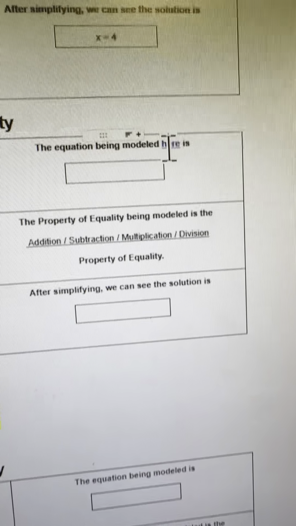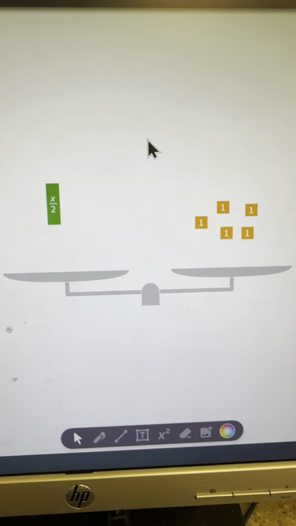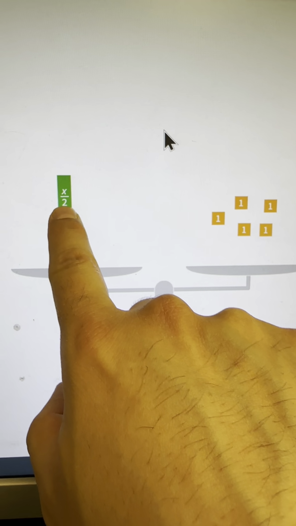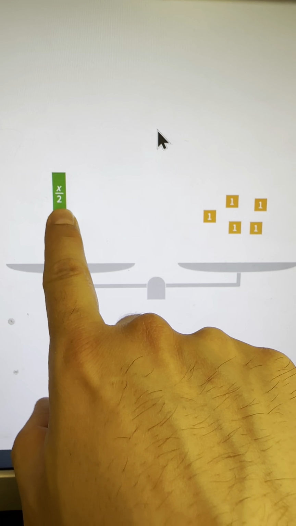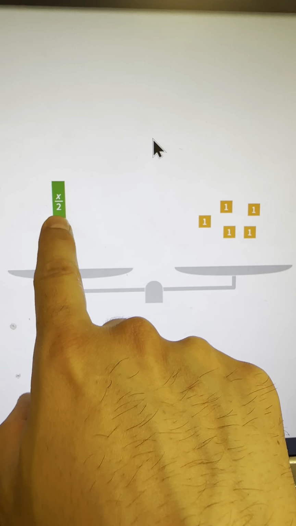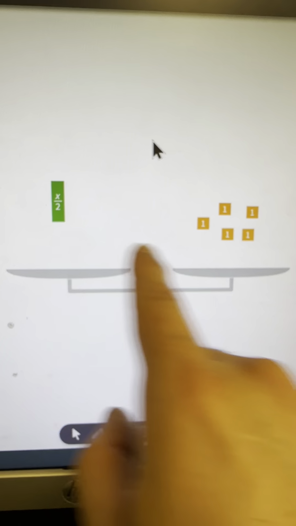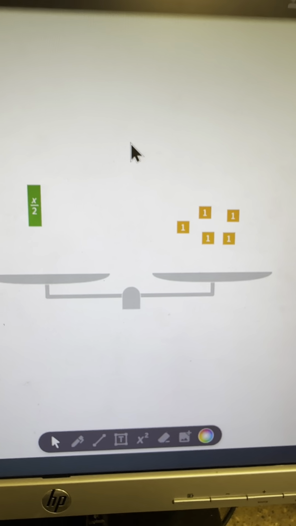So again, click where it says here to access the problem being modeled. We're going to take a screenshot of this, and we notice in this one, it says x over 2. So it doesn't say x, it says x over 2. So this is the equation, x divided by 2 is equal to 1, 2, 3, 4, 5. So x over 2 equals 5 is the model for this one.